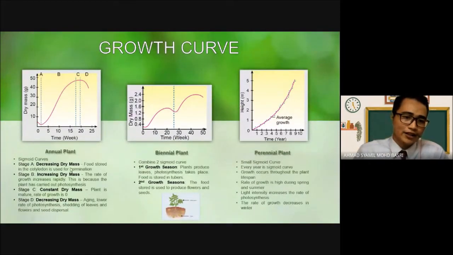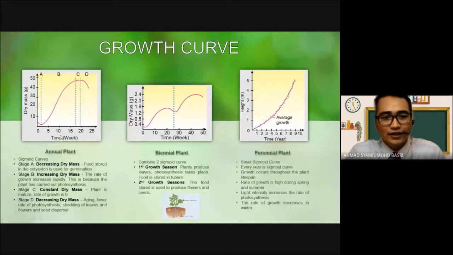The annual plant has a sigmoid curve. You can see there are 4 stages. Stage A, they are decreasing dry mass. Stage B, they are increasing dry mass. And stage C, they are constant dry mass. And stage D, decreasing dry mass.